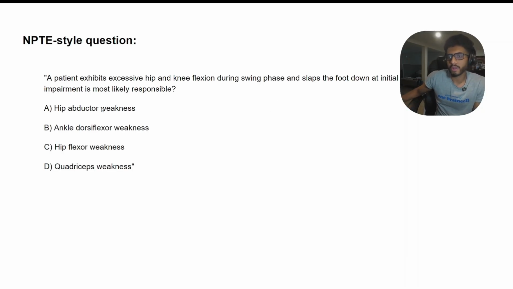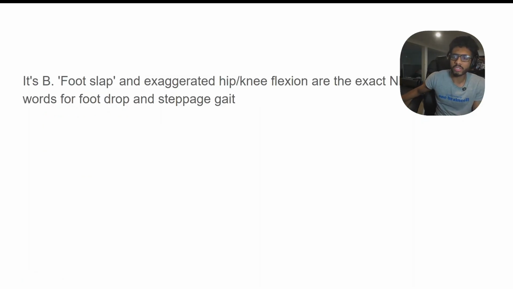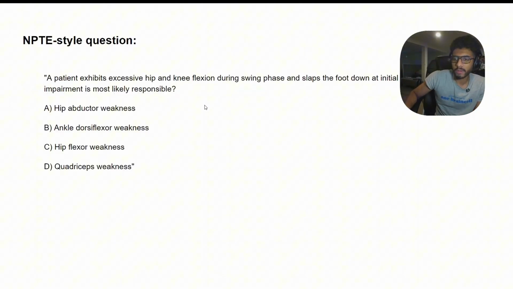Now we're going for another question. A patient exhibits excessive hip and knee flexion during swing phase and slaps the foot down at initial contact. Which impairment is most likely responsible? Is it hip abductor weakness, ankle dorsiflexor weakness, hip flexor weakness, or quadriceps weakness? That's a pretty easy one. B. Foot slap and excessive hip and knee flexion are the exact NPTE code words for foot drop and steppage gait. So there is ankle dorsiflexor weakness causing that.